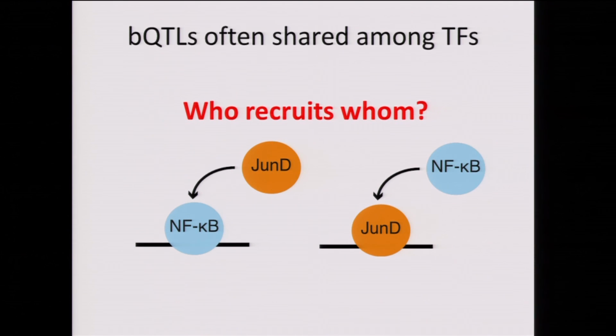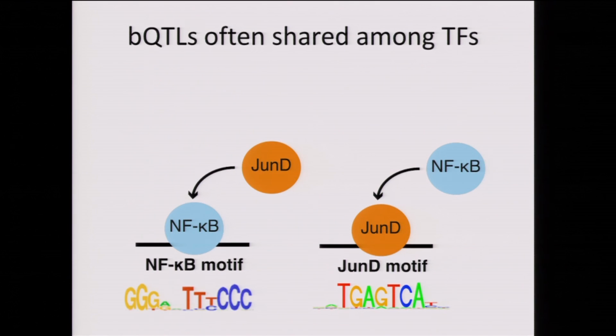We can actually figure that out by incorporating data from the known motifs for these different factors. Both of these TFs have known short DNA sequence motifs that they tend to bind to. If we see that a SNP that's a bQTL is in an NF-kappa B motif, then we can be pretty sure that its direct effect is on the binding of NF-kappa B to the DNA, and any effects on other TFs must then be indirect. And we can do the same thing for JUN-D. When we do that analysis, we see that both of these cases occur quite often, much more than you'd expect by chance. So we can say that either one of these factors is able to recruit the other one to its binding sites.